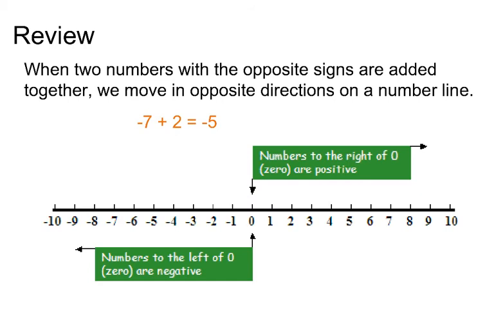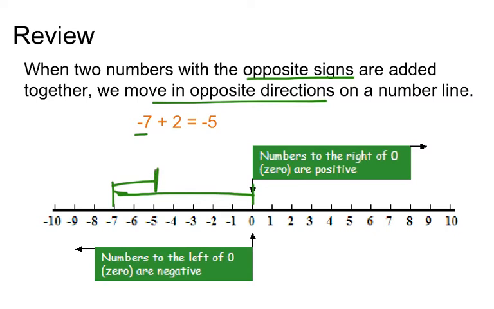Another review concept: when two numbers with opposite signs are added together, we move in opposite directions on a number line. For example, -7: I move 7 units to the left because negative numbers are to the left, and then I need to go 2 positive units to the right, and I land on -5. So notice how I've gone in opposite directions.